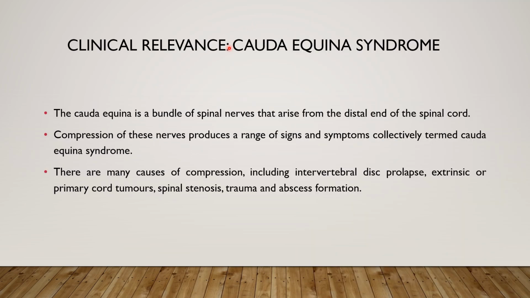About clinical relevance, or clinical implication, of the anatomy of the spinal cord. There is something called cauda equina syndrome. We told it is a bundle of spinal nerves that arise from the distal end of the spinal cord. Compression of these nerves produces a range of signs and symptoms collectively called cauda equina syndrome. Syndrome means a group of signs and symptoms. So, not only one symptom but it includes multiple signs and symptoms. That is called a syndrome.